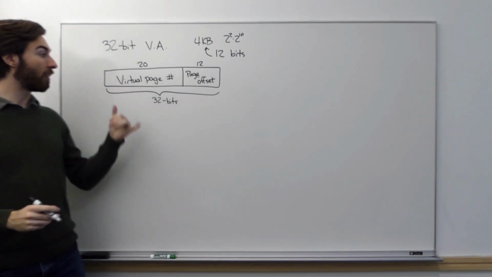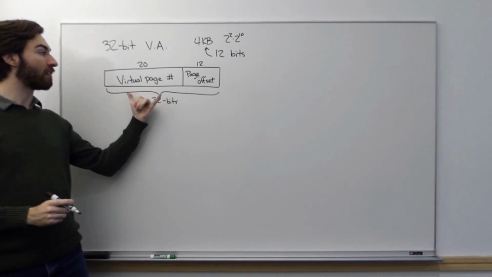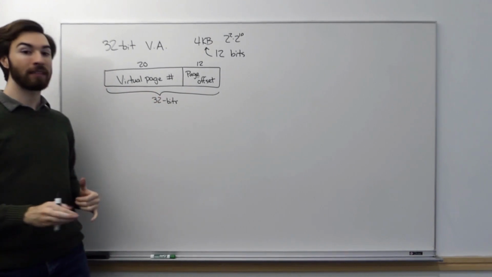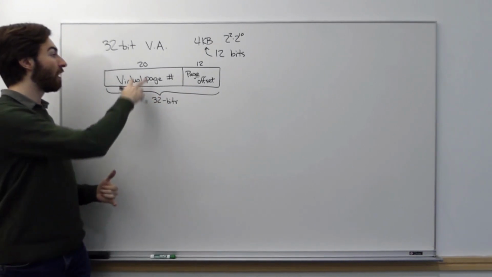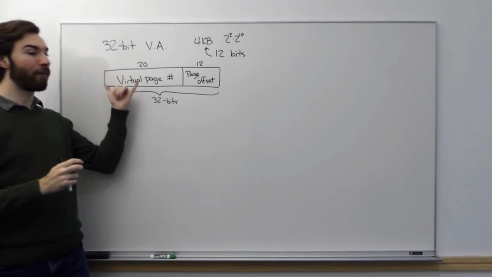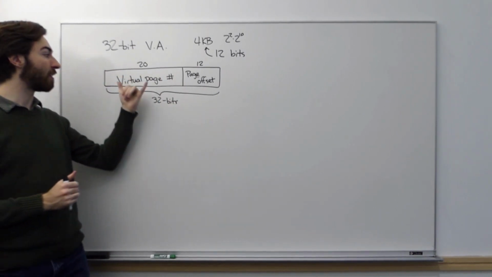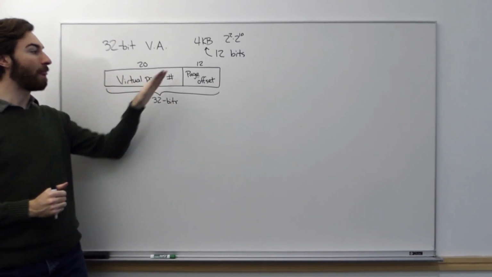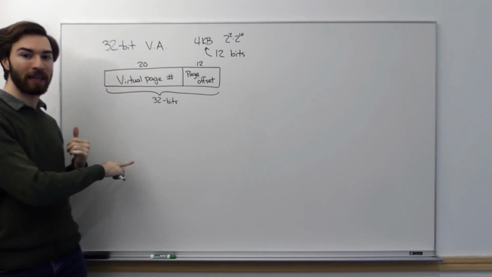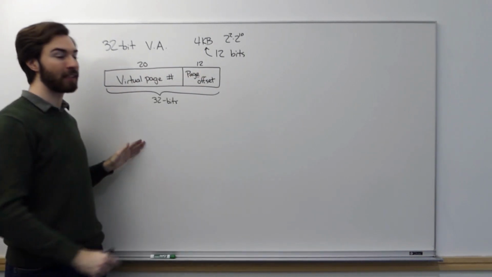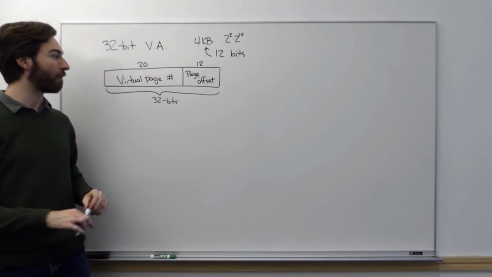And what we would do if we wanted to translate this virtual address into a physical address is we would go to our page table and figure out what physical page number corresponds to this virtual page number, and then we would just take that physical page number we get, tack on the page offset, and go to that spot in physical memory.